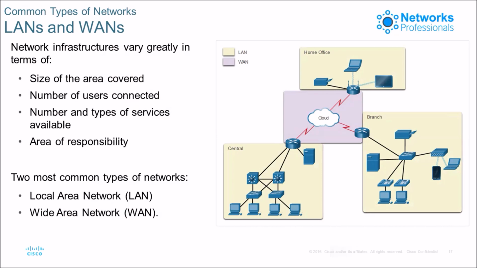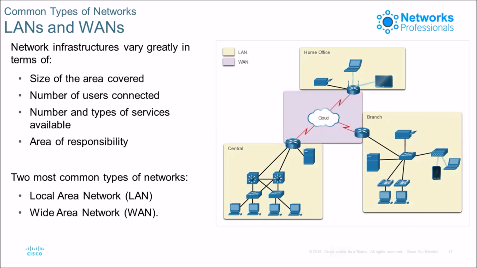A LAN is a network infrastructure that provides access to the users and end devices in a small geographical area. A LAN is typically used in a department within an enterprise, a home, or a small business network. A WAN is a network infrastructure that provides access to other networks over a wide geographical area, which is typically owned and managed by a large corporation or a telecommunication service provider, or SP.